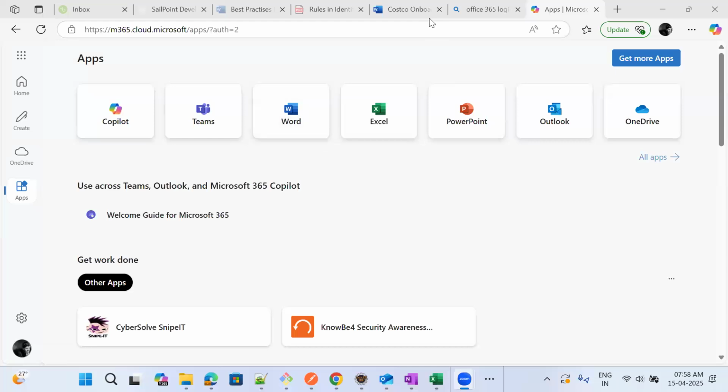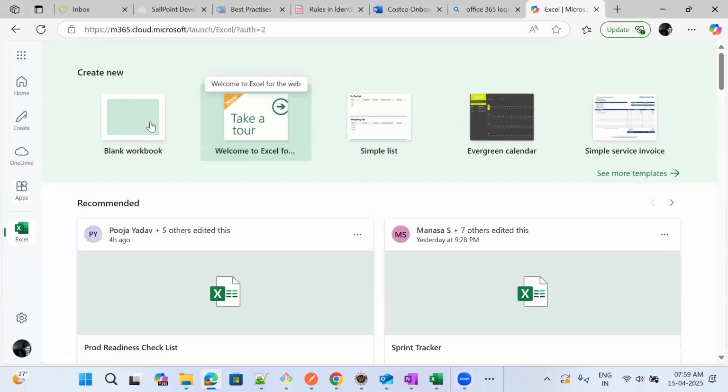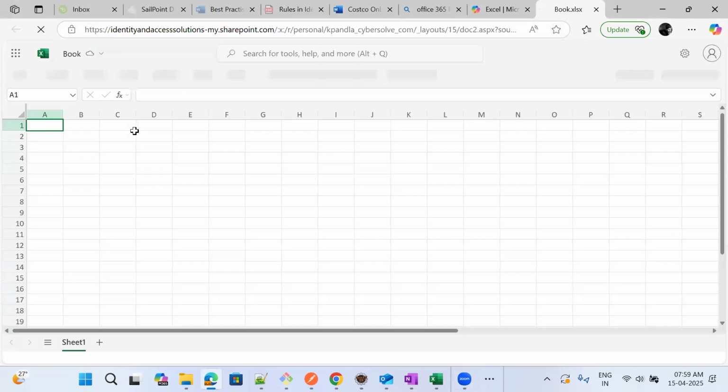Let me share my screen again. So now I am using one cloud technology. You can see M365 cloud.microsoft.com. It means I have access to a website, and within that I have something called Excel. When I click on that Excel, you can see I'm able to access an Excel workbook within the browser.